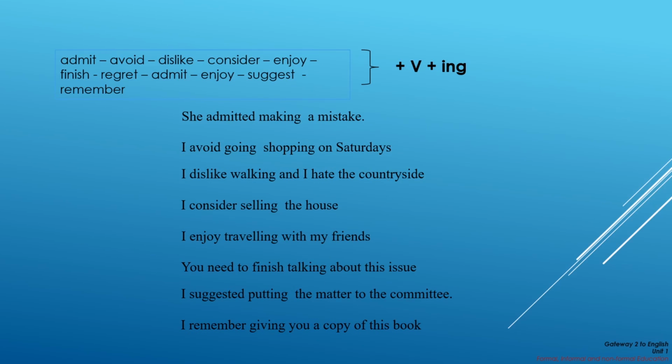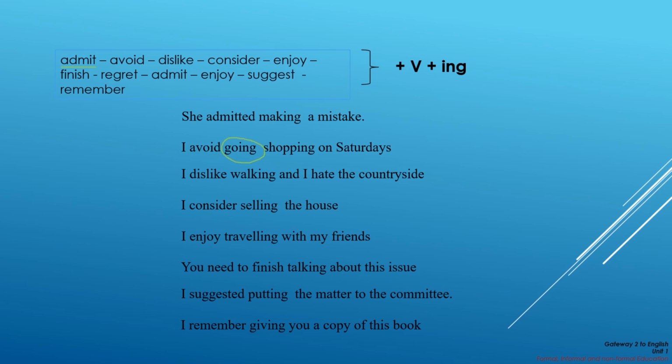The second category is the verbs that can be followed by the gerund, verb plus ing. The first verb is admit. So let's see the example using the verb admit. She admitted making a mistake. Admitted here is in the past. It is followed by making, and making is a gerund.